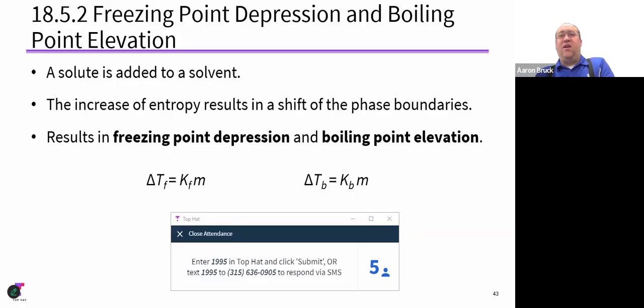And we also see freezing point depression on the other side, where liquids will freeze at lower temperatures than the pure solvent will on its own, because again, the increase in intermolecular forces causes you to have an increase in the ability of a liquid to stay a liquid, and therefore it's going to be a liquid over longer temperatures and temperature ranges.